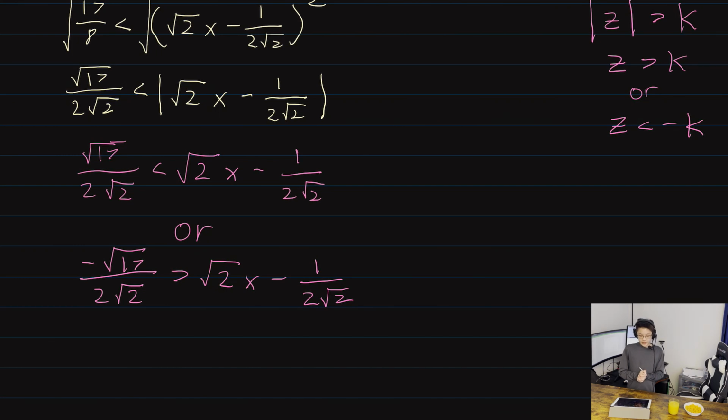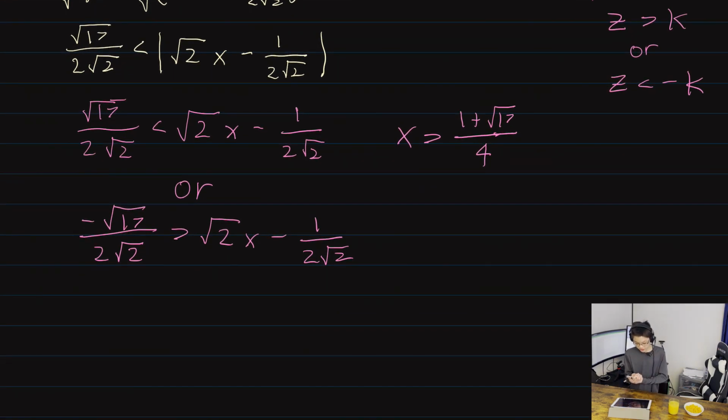Now, we could simplify both of these. What we could do is divide by square root of 2 on both sides. And then after that, we could just add our 1 over 4 to the other side. So x is going to be greater than, common denominator is going to be 4, and then we add 1 over 4 to both sides. So that's just going to be 1 plus square root of 17 over 4.